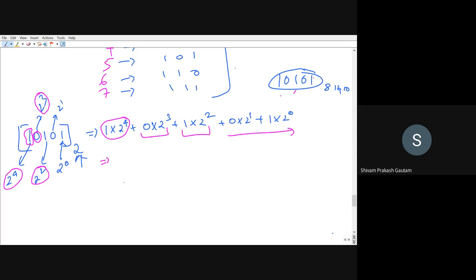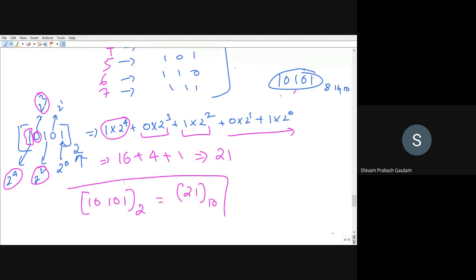So it will be 2 to the power 4, that means 16, plus 2 to the power 3 means 8, but it has been multiplied by 0, so it will be 0, plus 4 plus 1. So this will come out to be 21. So 10101 in binary can be represented by 21 in decimal. Okay, this is just a starting point.